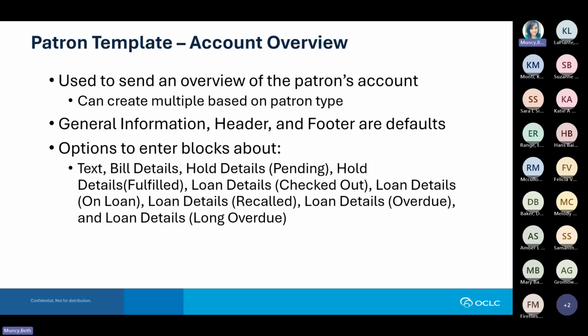So if your institution doesn't include billing, if you don't bill your students for anything or faculty for anything, you can create different account overviews that would or would not include that element of information. So it will have a general information section, so you'll be able to provide a header and a footer. So the kind of the opening piece of the email, details including the items that are involved, and then a footer to close out the email.